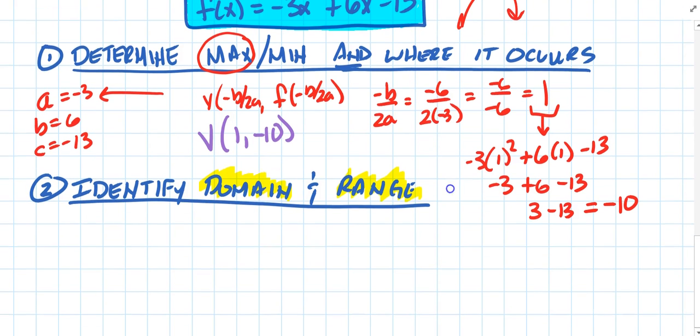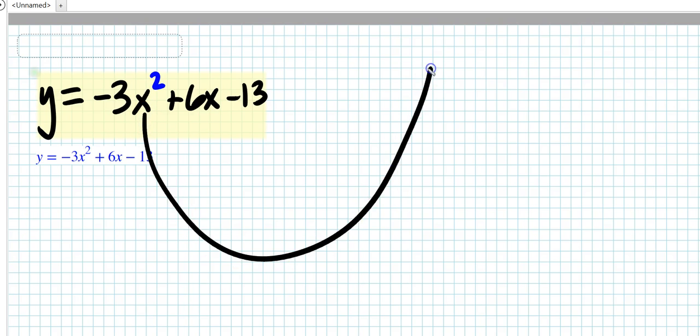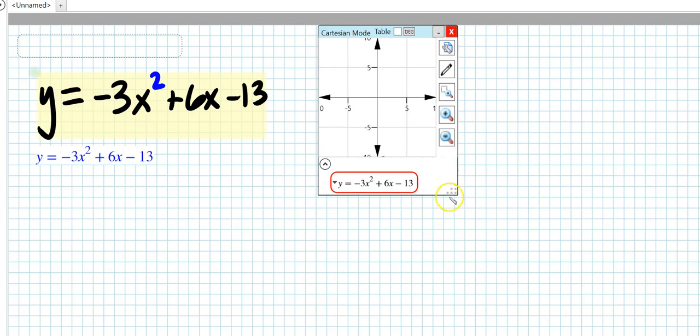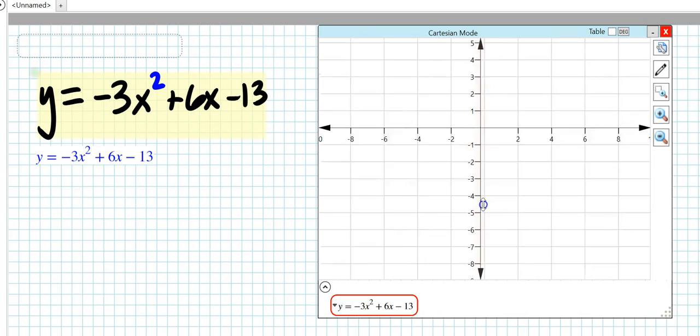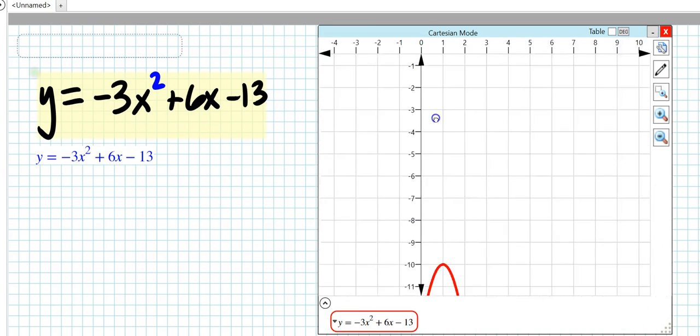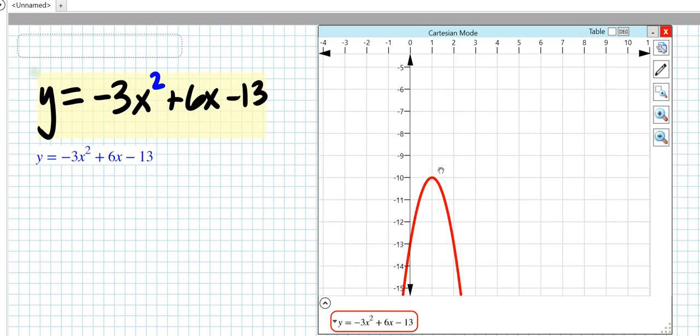And then the second part of this question wants us to identify the domain and the range. So for this, I'm going to take a look at the picture. So here is negative 3x squared plus 6x minus 13. And I'm going to draw the picture up on the graph here. Now notice we said that the vertex was at 1 comma negative 10. So let me adjust the scale a little bit. And yep, there it is right down there. It's at 1 comma negative 10.